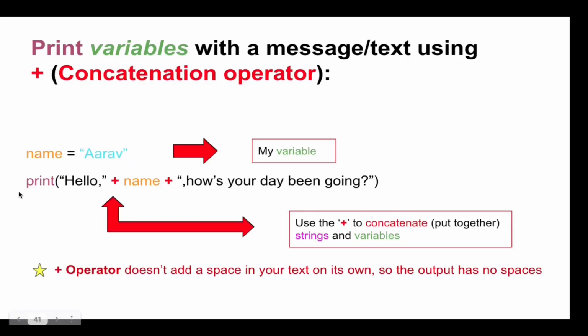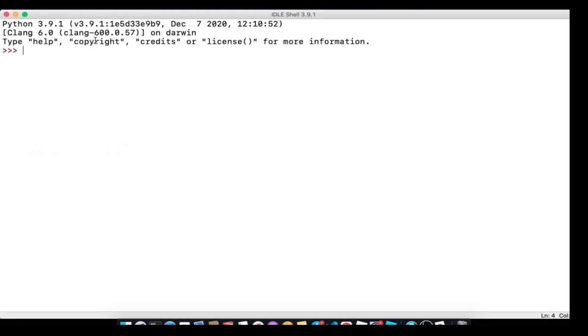So we're going to use print hello, and then we're going to type a plus sign, which is just a concatenation operator. And then we type the variable's name here, which is just name. And then we do a plus sign again. And then we do another string saying, how's your day been going? So you can guess what the output would be, but I'm not going to reveal it until I try it out. So the plus operator doesn't add a space in your text on its own, so the output has no spaces. So let's try it out in the IDLE shell.